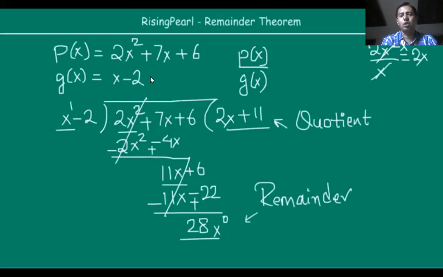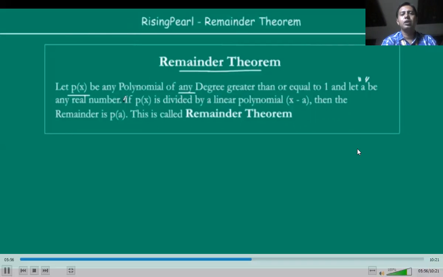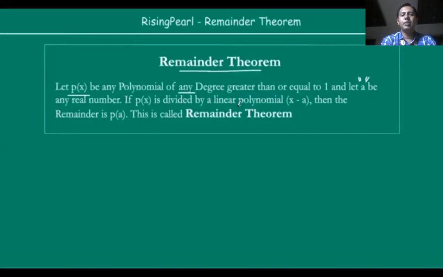The remainder theorem will give you the remainder only. The theorem is: let P(x) be any polynomial of degree greater than or equal to 1, and let a be any real number. If P(x) is divided by a linear polynomial x minus a, then the remainder is P(a).